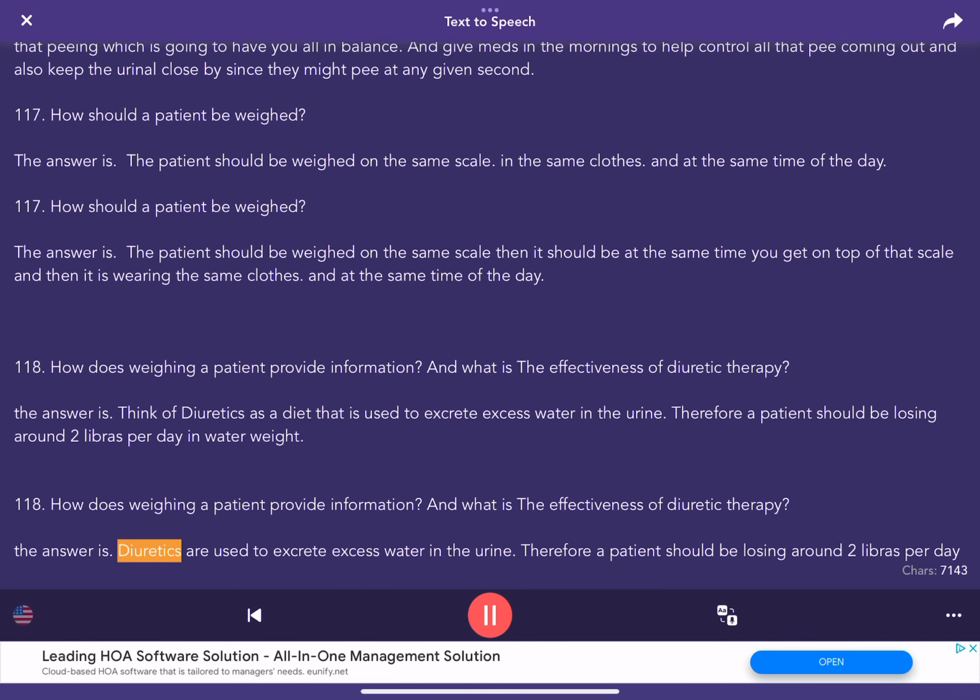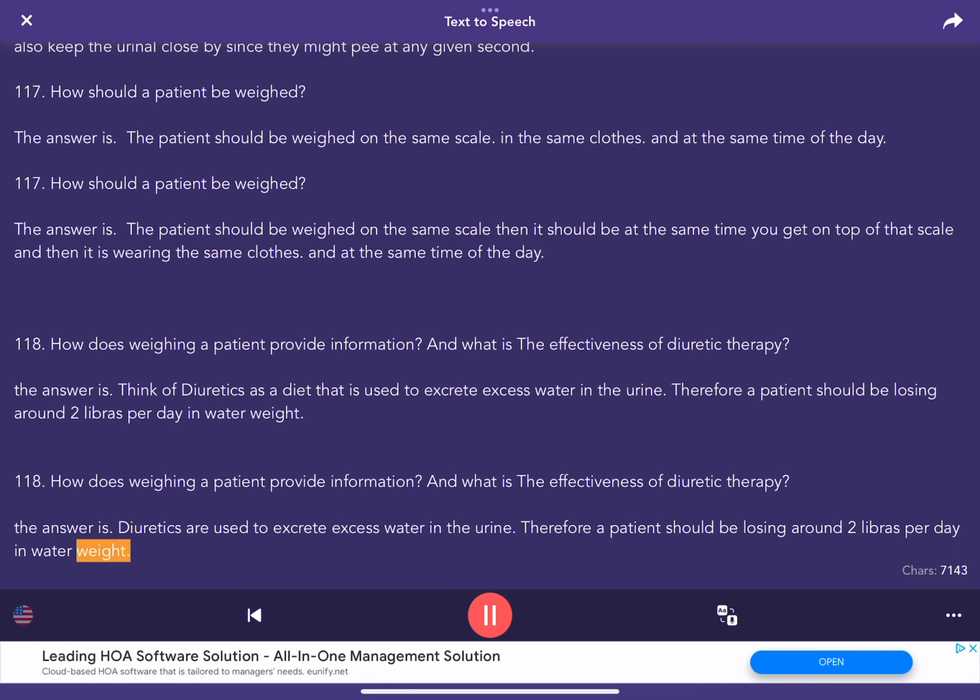The answer is diuretics are used to excrete excess water in the urine. Therefore a patient should be losing around 2 pounds per day in water weight.